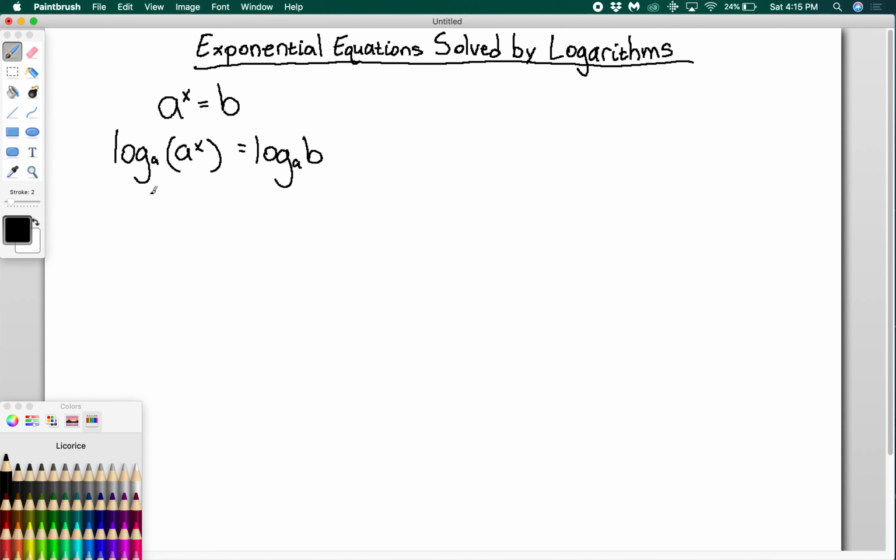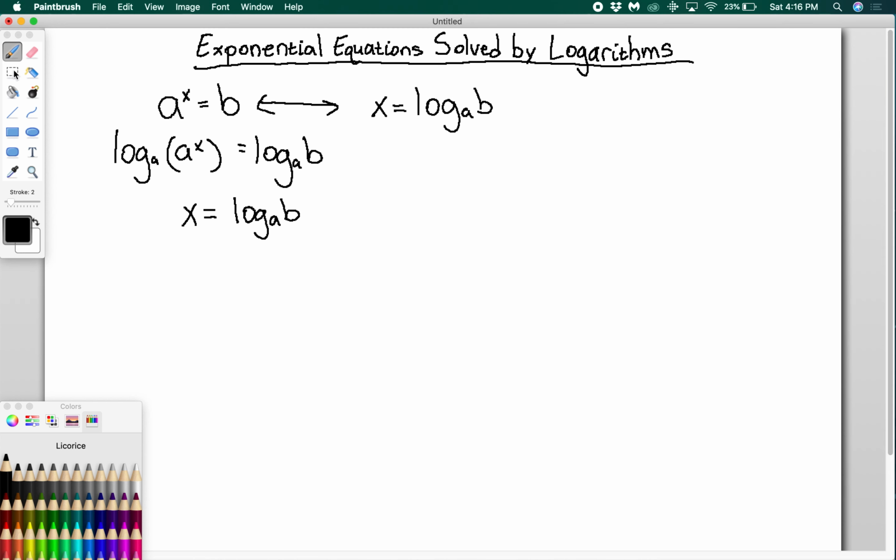And if I do that, and this is how you write it, when you have log base a of an exponent with a base of a, it undoes it. They cancel out. And so I end up on this side with just x, and on the other side, I have log base a of b. Okay? So there's this correspondence now where you can go back and forth. Another way of writing it is x equals log base a of b.